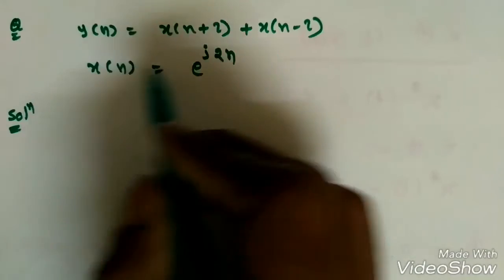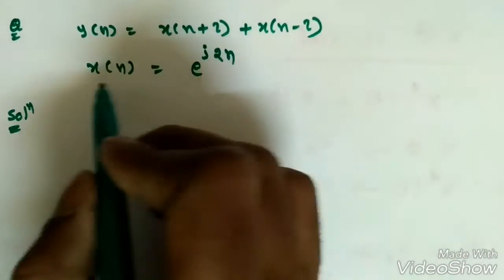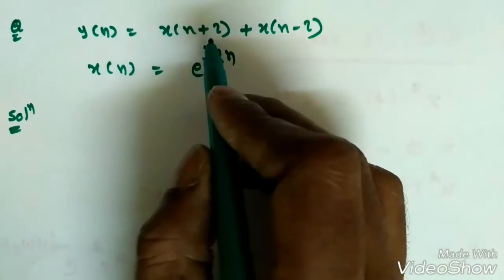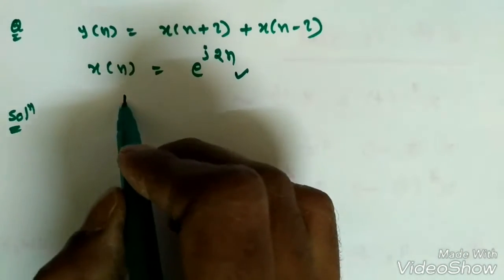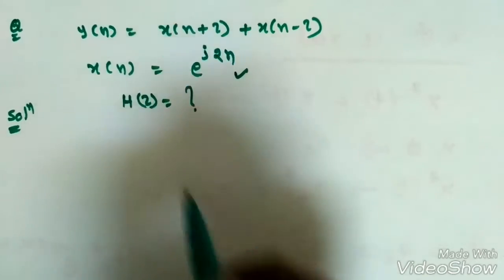We are going to solve one more question from discrete time. That is, y of n is given in terms of x of n plus 2 plus x of n minus 2, and x of n is given. So we need to find this h of z, right?